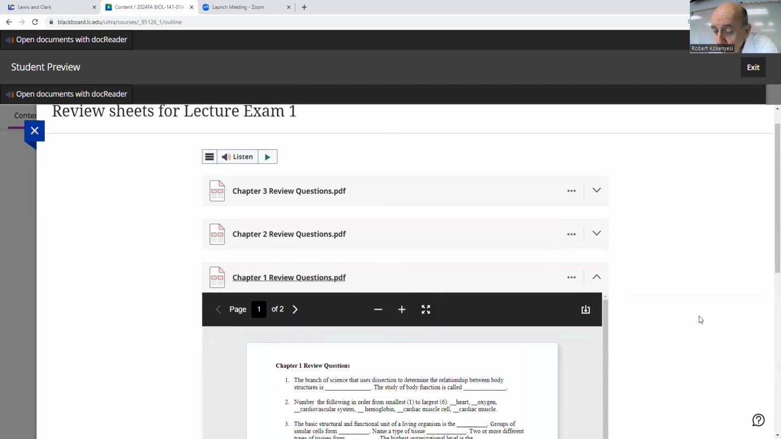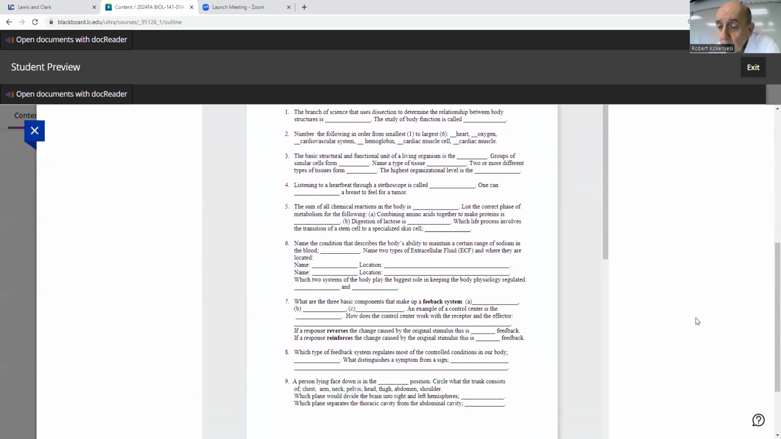And what's the nature of these review questions? Let me scroll here. So in your handwriting, you're asked to complete these blank spaces. I think it's pretty self-explanatory. If you have any questions about the nature of questions on chapter review sheets, please let me know.